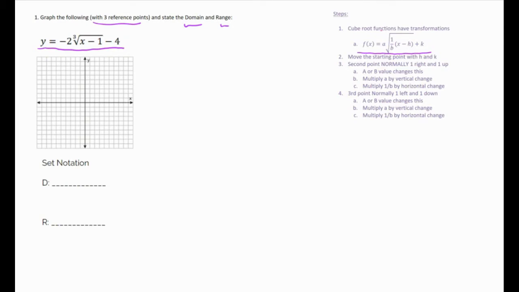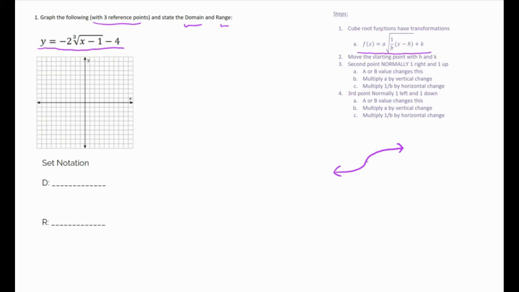And what I should know about a cube root function is that the general shape is always going to be going from left to right here because it is the inverse of a cubic function, which normally goes up and down. But in this case, our form is generally going to go like this.